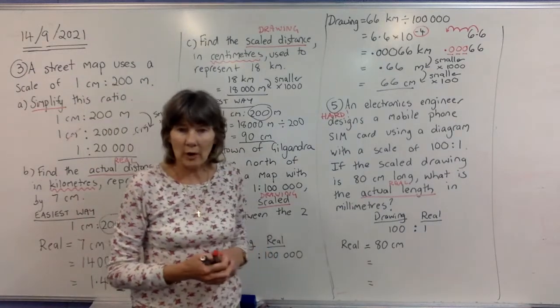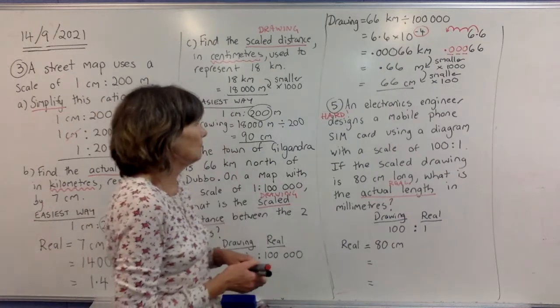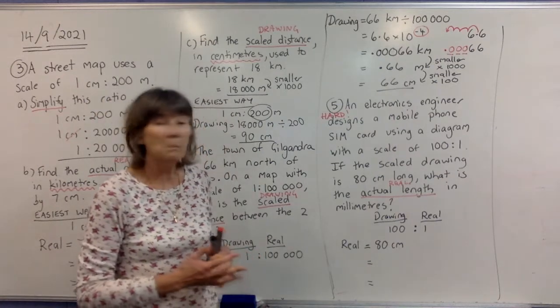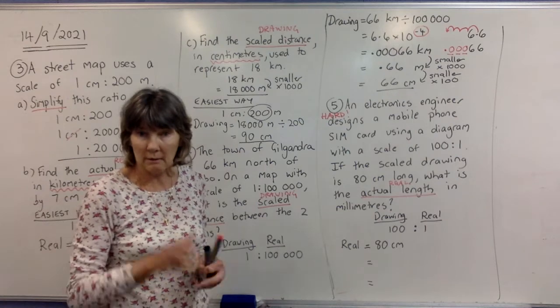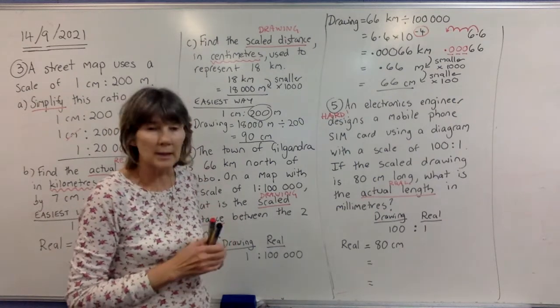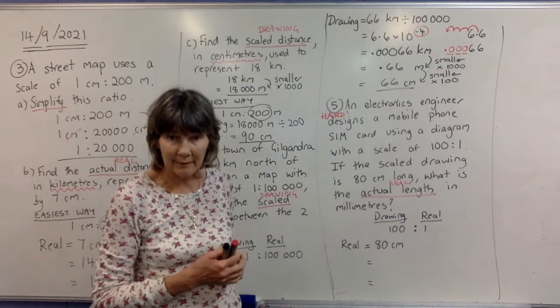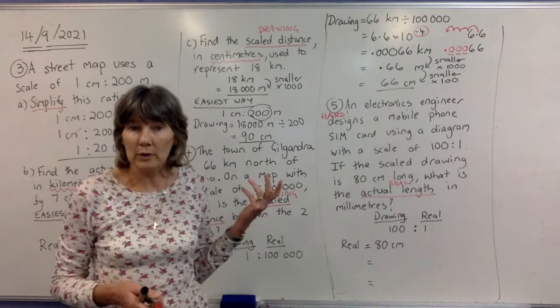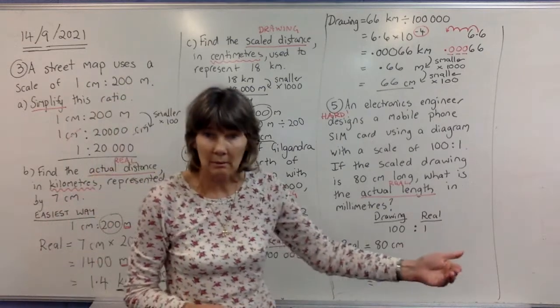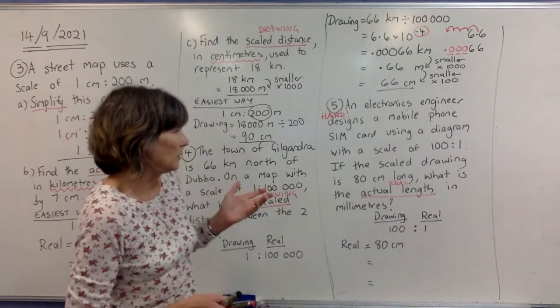We have an electronics engineer. Some of you might be smart enough to do that one day. He designs mobile phone SIM cards. You know what the little SIM cards are like, they're tiny little things. And he uses a diagram with a scale of 100 to 1. Now all the other scales we've looked at have been 1 to something. This one's something to 1, the other way around.